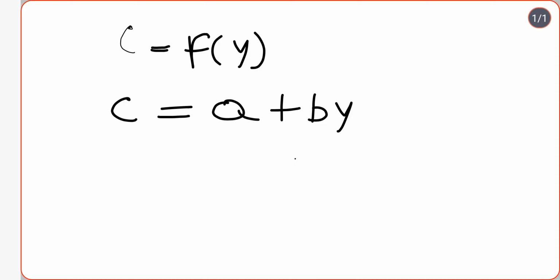This A is autonomous consumption, which doesn't depend on income level. It is basically when we are consuming or when we are dissaving from the past. When we don't have any income, still we are consuming something. That is the autonomous consumption referred as A. This B is the slope of the consumption function. It is also known as MPC, marginal propensity to consume.